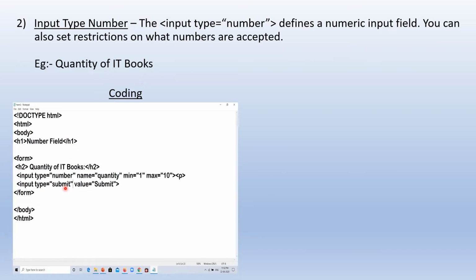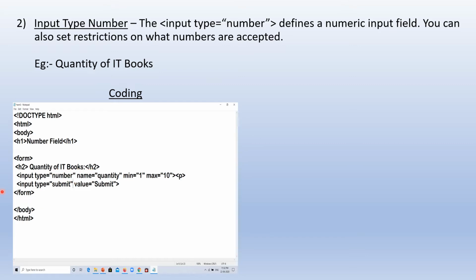So this is the coding for quantity of IT books. Now this H1, H2, this we have already studied. So I won't explain all these things again and again. Our concentration will be mainly on these input types only. So here input type is equal to number, means quantity of IT books.